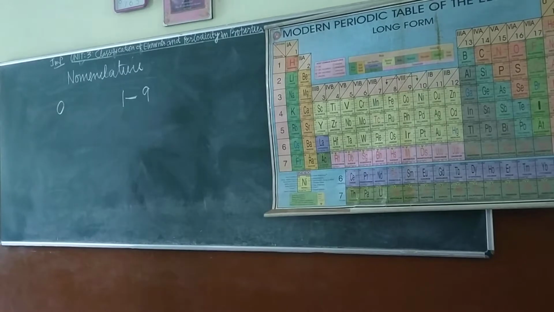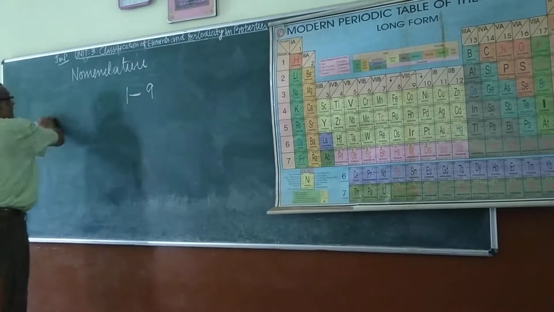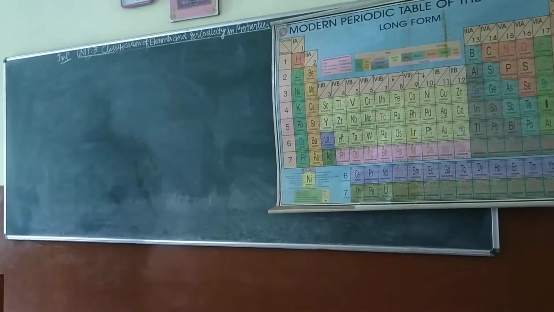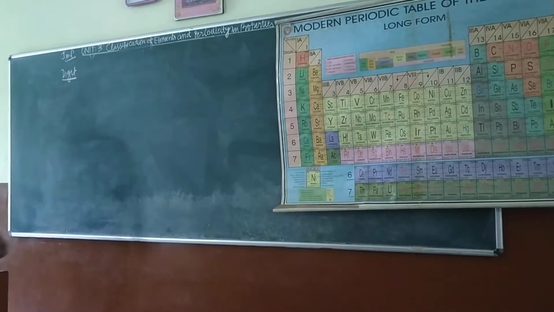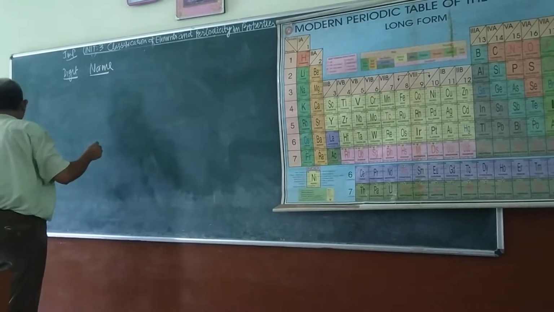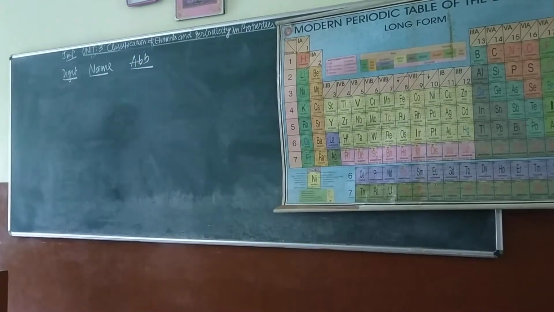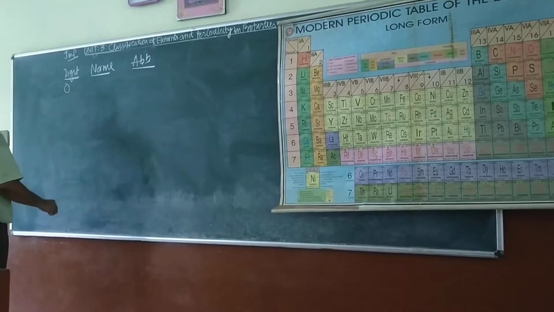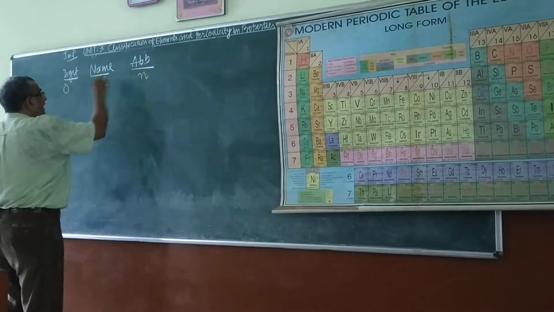Now here I will tell you some examples. This is the column for digit, this is the column for name, and this is the column for abbreviations. If the digit is 0, the name is nil, N-I-L, and the abbreviation is small n.